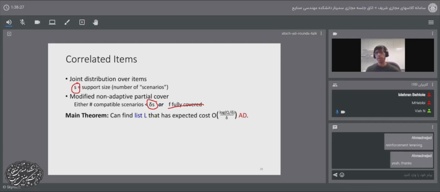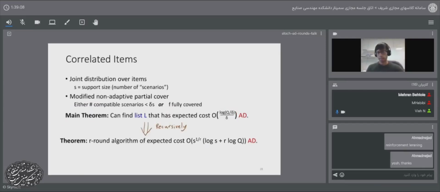And once we define the partial cover algorithm or partial cover criteria in this manner, we can come up with another algorithm that finds a non-adaptive list L that has a similar expected cost, where we again compare to the expected cost of the adaptive solution. So this is really the main step where we use the power of adaptivity. We have a similar dependence here, like 1 over delta times log of q over delta. So it's a little worse than the independent case. If you remember the result for the partial cover in the independent case, it was 1 over delta times log of 1 over delta. So this one is a little worse.